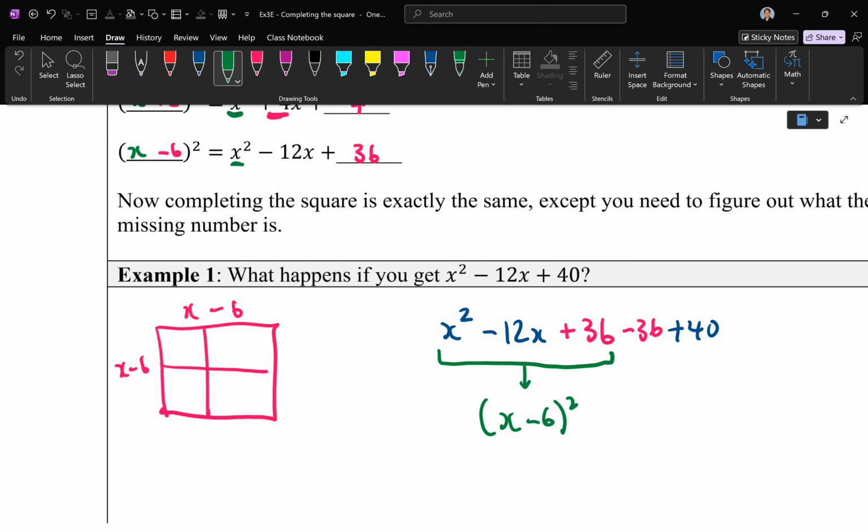Negative 36 plus 40 gives me plus 4. This is what we call completing the square, where you turned a general equation to what I taught you last session, turning point form. So now with the turning point form, you can read it. Let's revise your memory now.